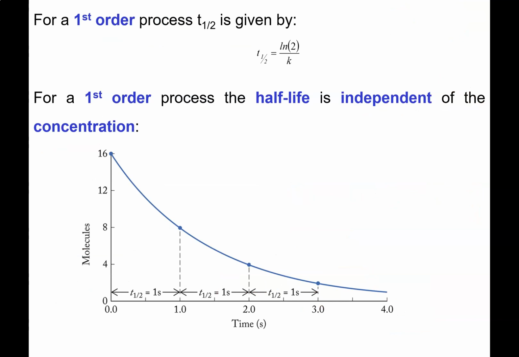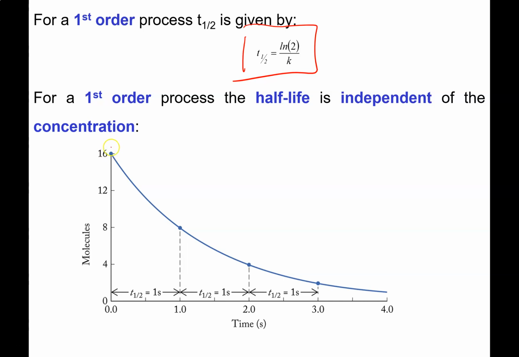So for a first order process, for a reaction that has only one reactant, the half-life is given by that expression there: t1/2 equals log 2 on k. And what's interesting about the half-life for a first order process is it doesn't change with time.